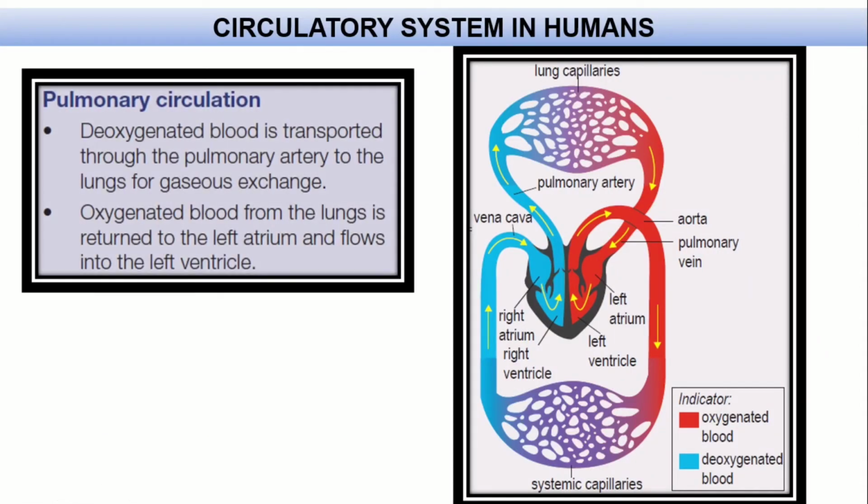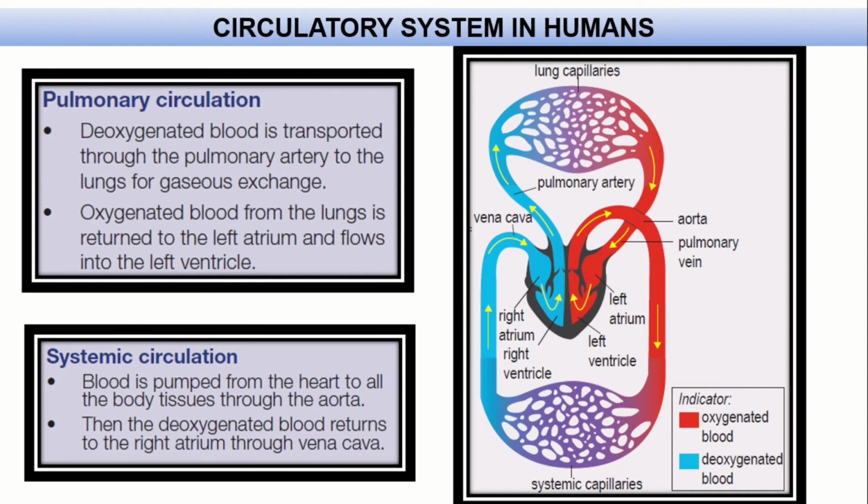This is the circulatory system in humans, which consists of 2 types, the pulmonary circulation and systemic circulation. The pulmonary circulation involves the deoxygenated blood being transported through the pulmonary artery to the lungs for gaseous exchange. The oxygenated blood from the lungs is returned to the left atrium and flows into the ventricle. In the systemic circulation, the blood is pumped from the heart to all the body tissues through the aorta. Then the deoxygenated blood returns to the right atrium through the vena cava.